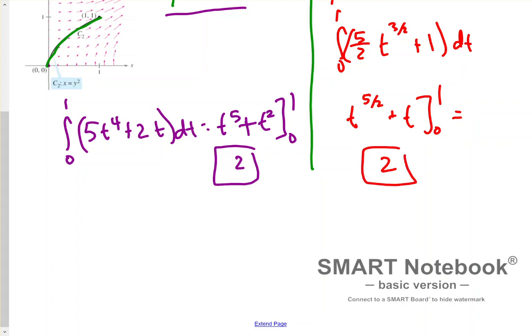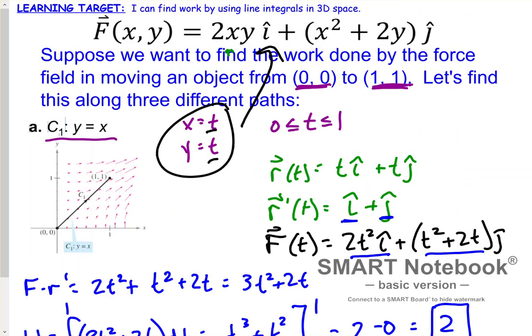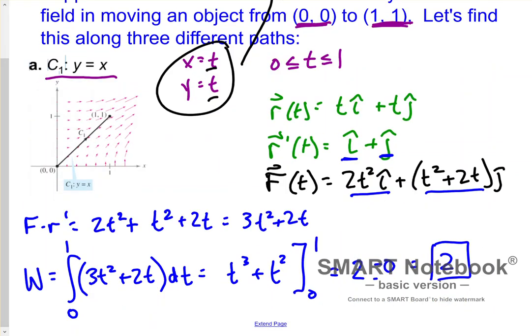Okay, those definitely should always be the same, right? That was along the same path, just two different parameterizations, and those should always give you the same answer. It is interesting that we happen to get the same answer as if we took a different path back here when we did y equals x. That's not always true, but it did happen to be true in this case.